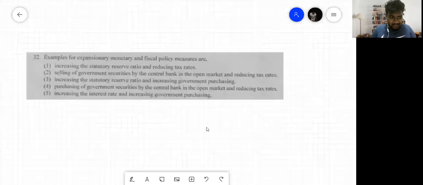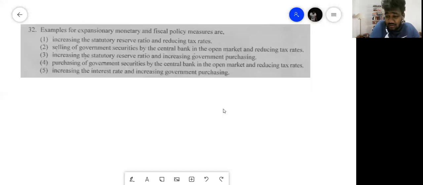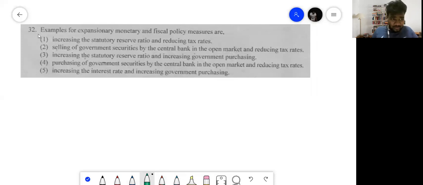Direct answers. Okay, again, a very simple question. Examples for expansionary fiscal and monetary policy are? What do you think the answers are? What do we have? 1, 2, 3, 4, 5. Okay, increase in SRR is not expansionary, it's contraction. By now, I'm hoping you all know this, right? I'm not going into detail. If you sell government securities, again, it's contractionary. Increasing SRR, again, contractionary.